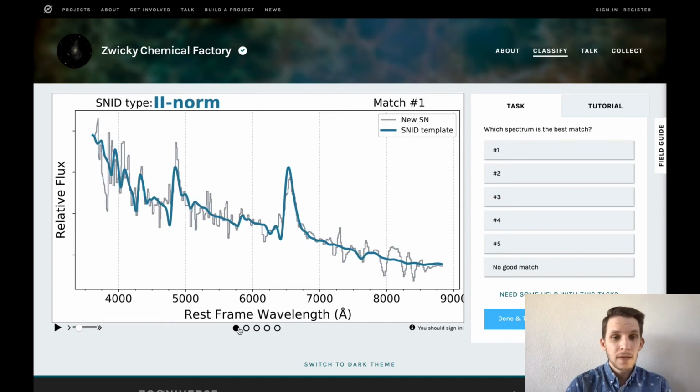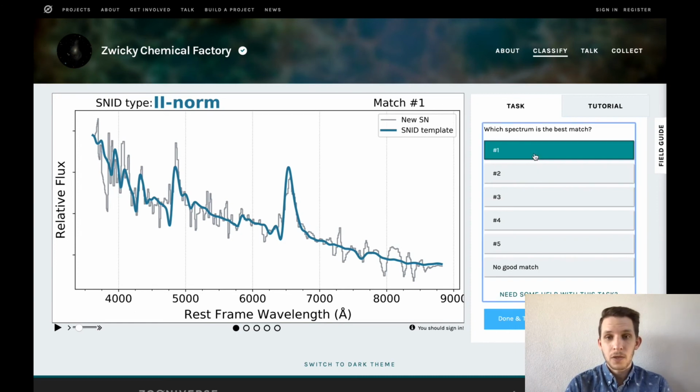I think number 1 is the best match. The shape of the absorption features is really well tuned relative to the spectrum that's been observed. So I'm going to go with match 1 in this case.